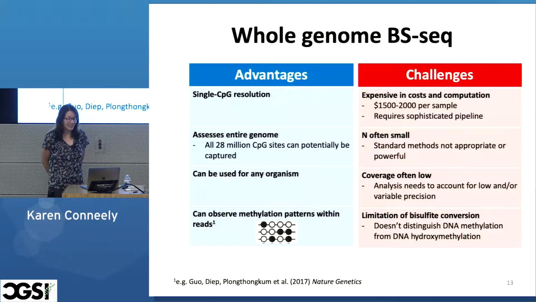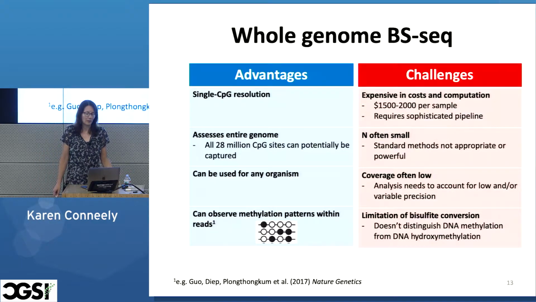Okay, so some challenges. Compared to the other two approaches that we talked about, whole-genome BS-seq is very expensive. Just to get some kind of reasonable coverage, you're going to need to spend between $1,500 and $2,000 a sample. It requires a sophisticated pipeline, both for the lab and then for the analysis afterwards. So it's much more of an undertaking, especially than the arrays.